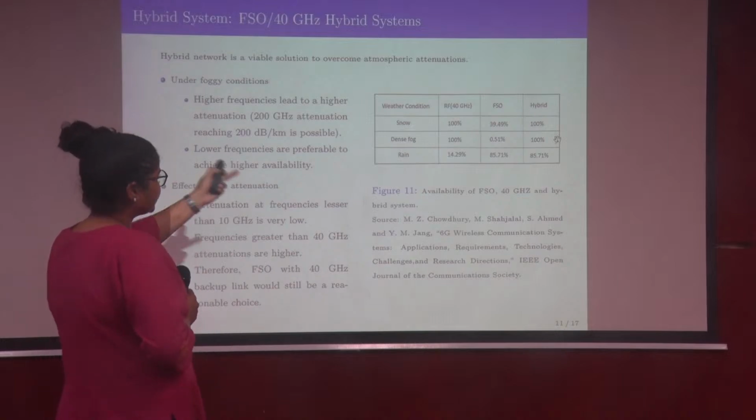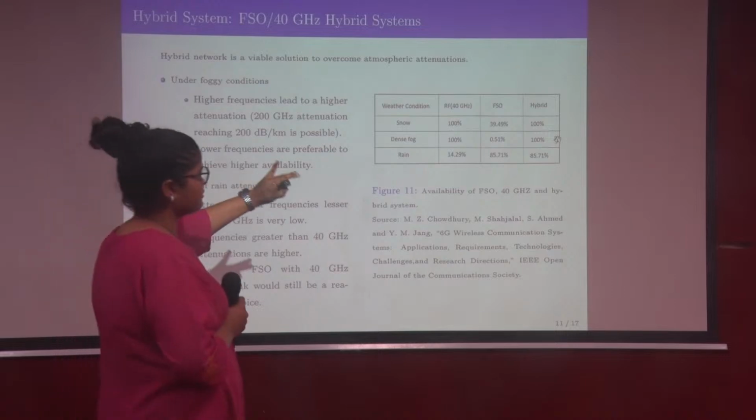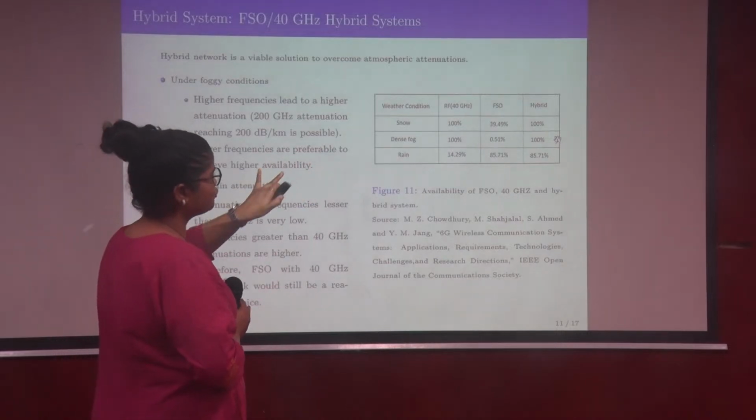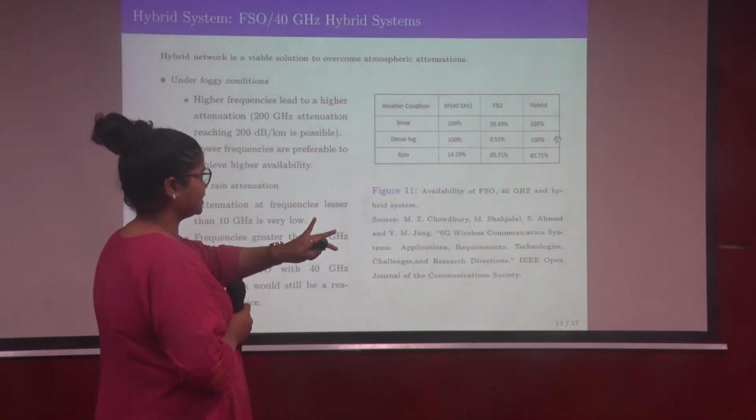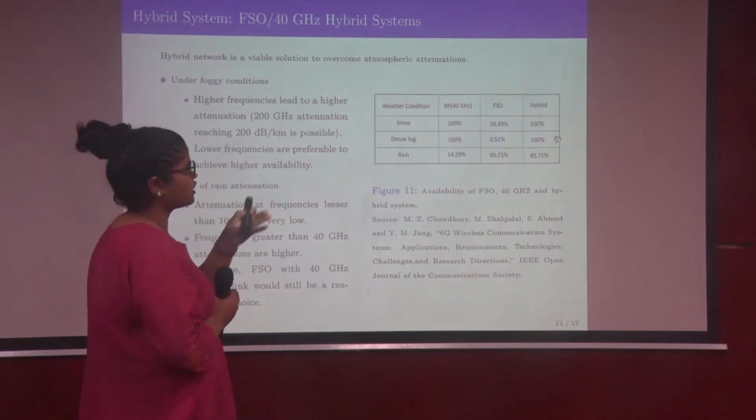See, from the table, if we consider a snowfall weather condition, RF is available, whereas FSO has 39.49% availability. So if we are using the hybrid, we have 100% of the communication.